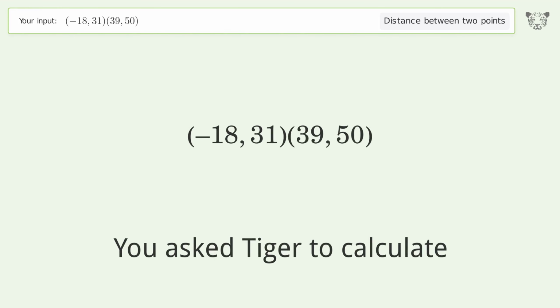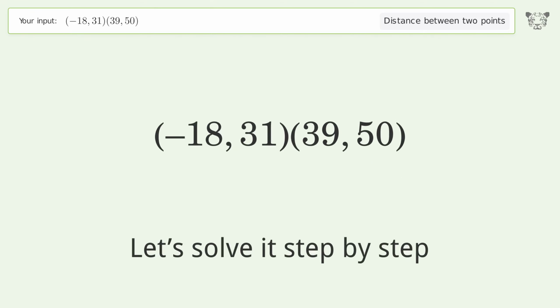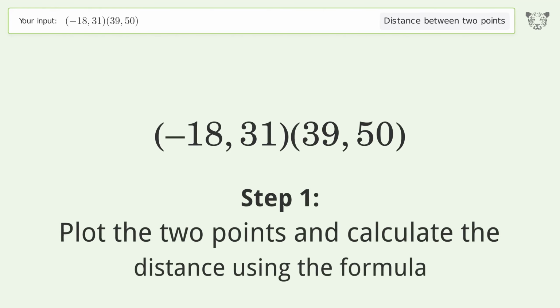You ask Tiger to calculate. This deals with the distance between 2 points. The distance between the 2 points is the square root of 3610, or 60.083. Let's solve it step by step. Plot the 2 points and calculate the distance using the formula.